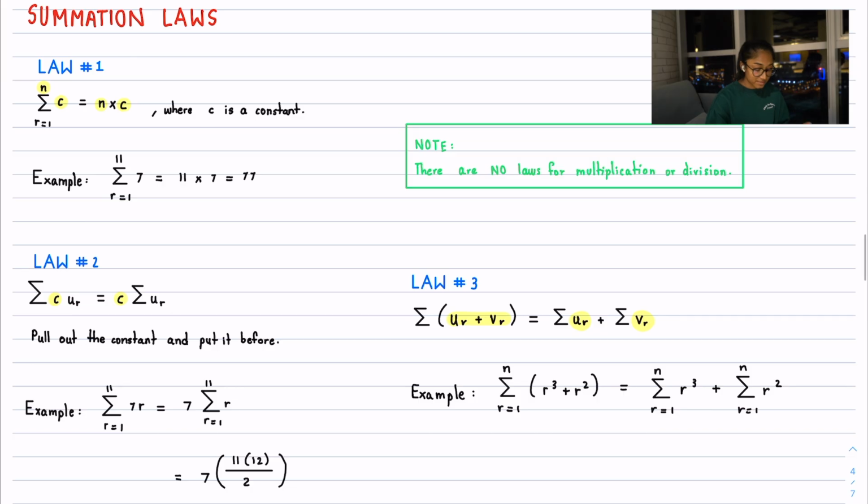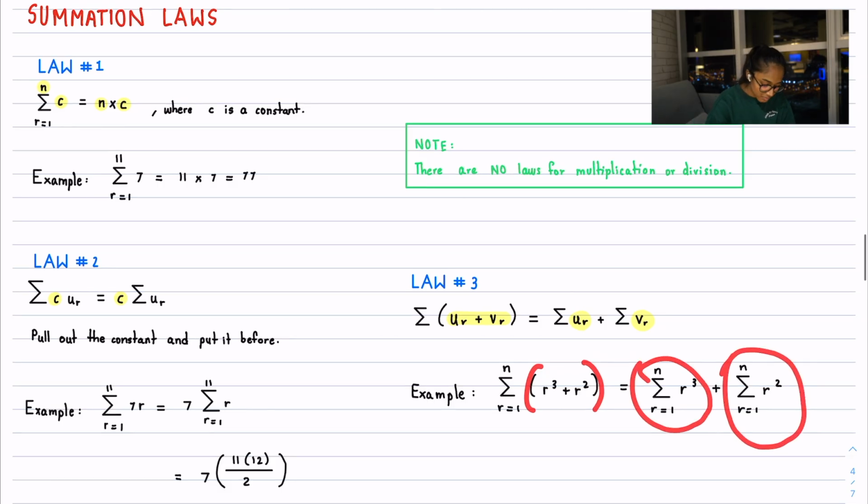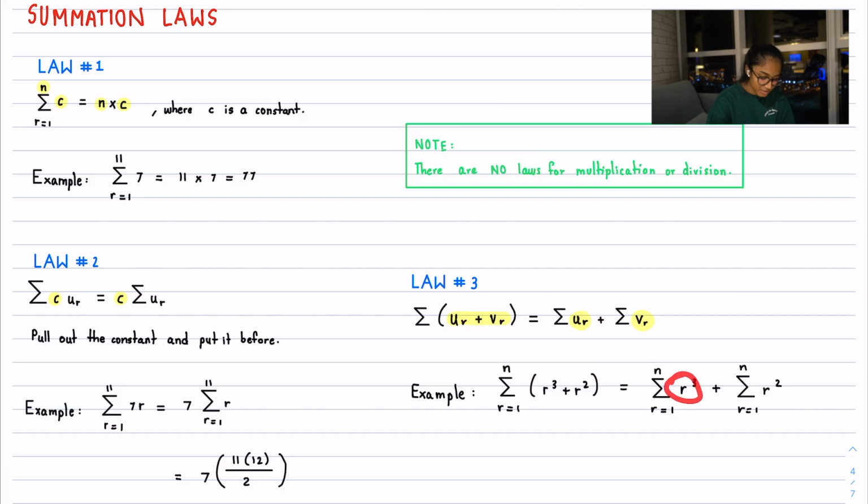Then our third and final law that we have to learn involves the addition of these two, and we can simply split it into 2 summations, and that's it. In our example, there is the sum sign, and then in brackets r cubed plus r squared. All we did was split it into 2 different summations to make it easier. So now we can use both standard results, the one for r cubed and the one for r squared, and simplify to get our result.